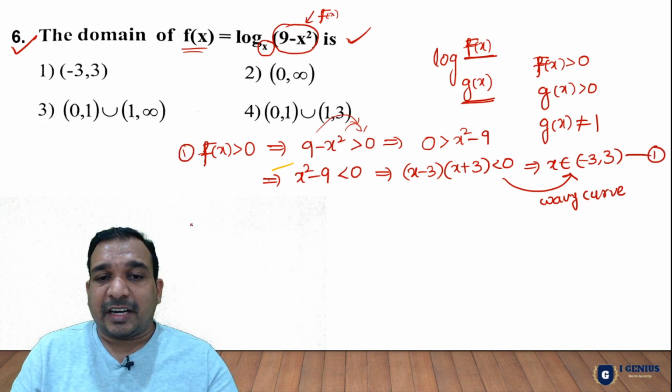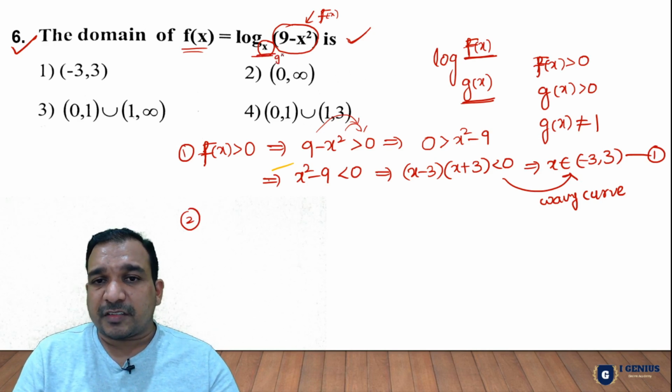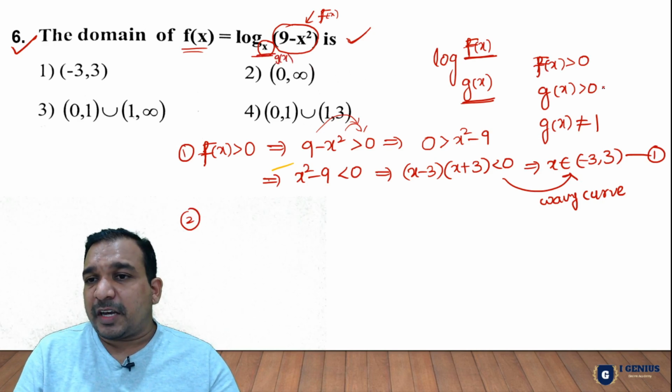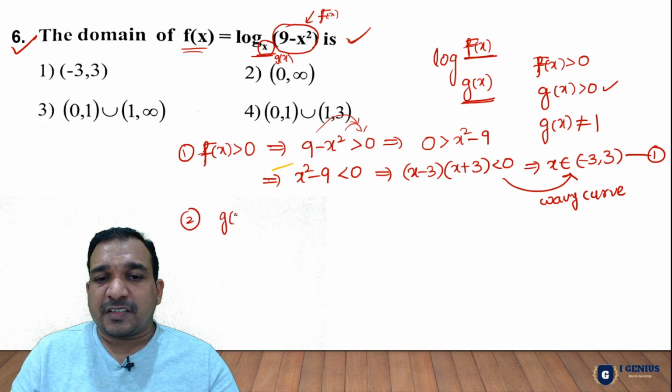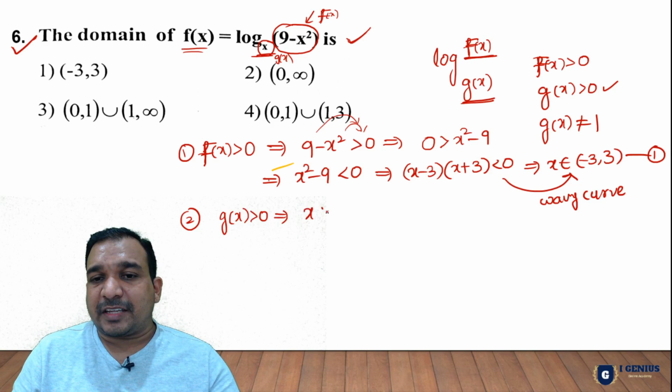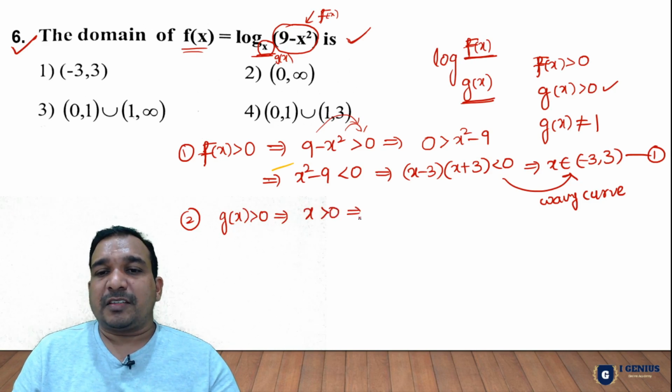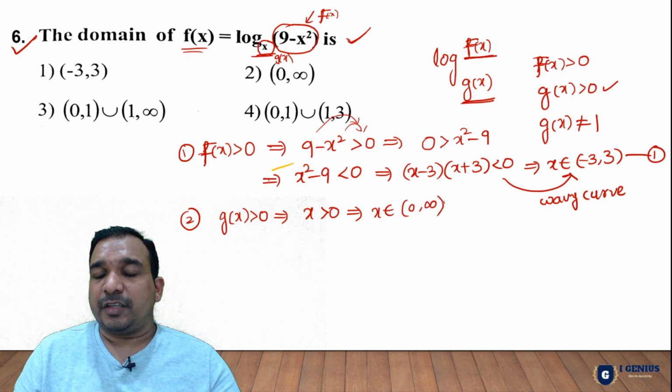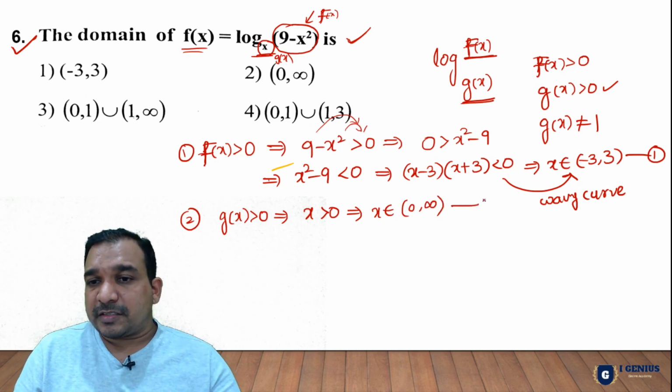So what is the second condition? This base is there, g of x. This base also must be greater than 0, which means g of x is greater than 0. What is g of x? x. So x is greater than 0. X greater than 0 means x belongs to 0 to infinity. This is the second answer.